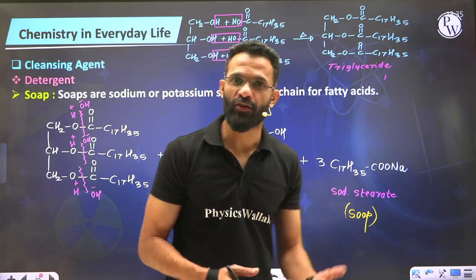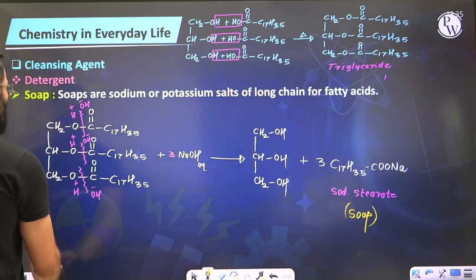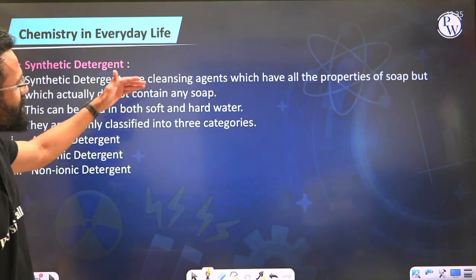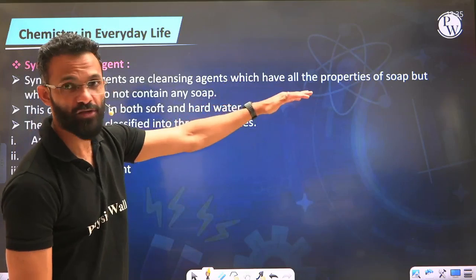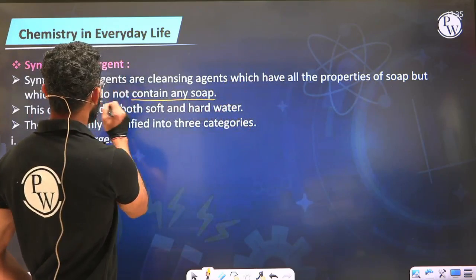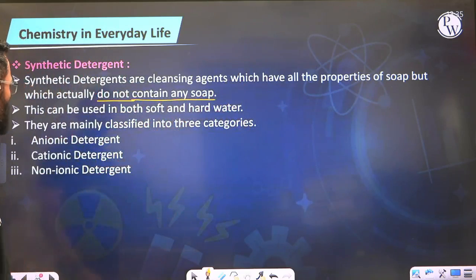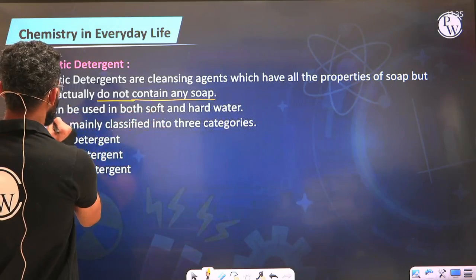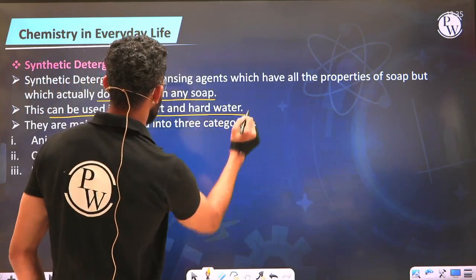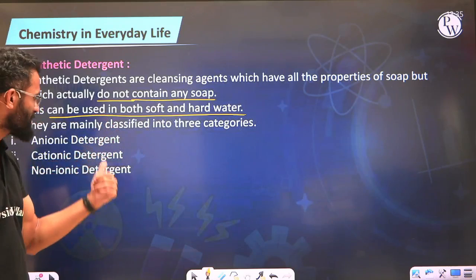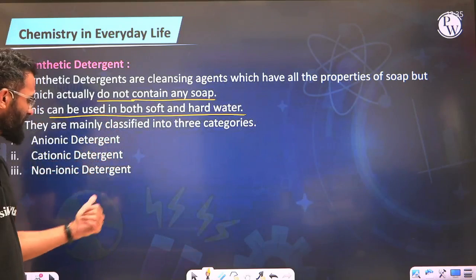So alternatively, we use a synthetic detergent. What are synthetic detergents? Synthetic detergents are cleansing agents which have all the properties of soap but do not contain any soap in them. And the advantage is that synthetic detergent can be used in both soft and hard water. We classify detergents into three categories: cationic, anionic, and non-ionic detergents.